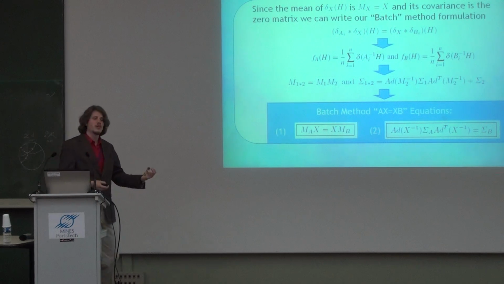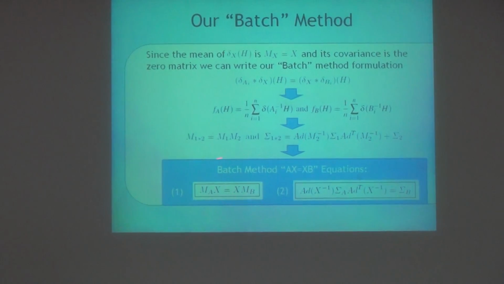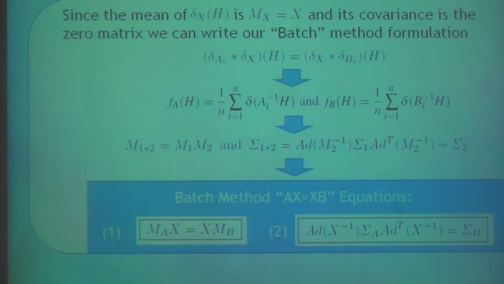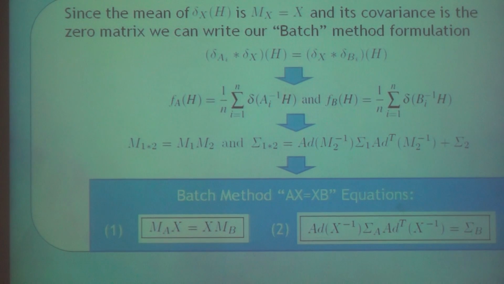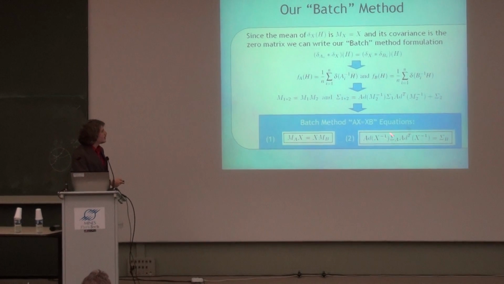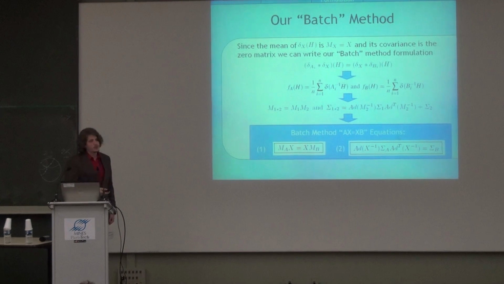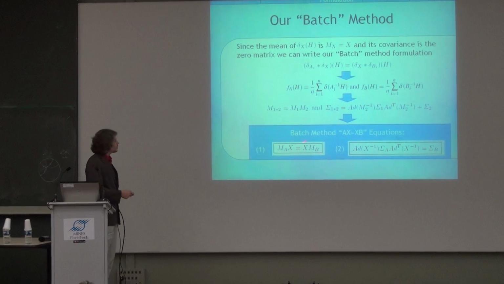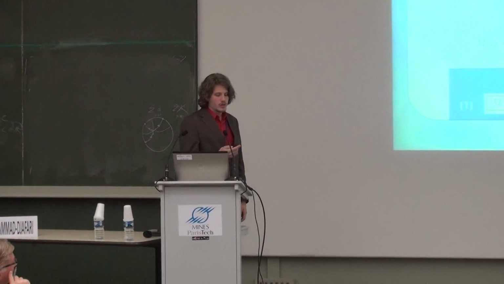We can write our batch formulations using these different steps that we've talked about into these two equations here. This is the crux of our solution formulation, our method formulation: we now have two AXXB equations given this probability theory framework. We have the mean of A times X equals X times the mean of B, and the adjoint of X inverse times the covariance of A times the adjoint transpose of X inverse is equal to the covariance of B. Remember, these covariances and these means are as defined previously, and not the traditional Riemannian way.